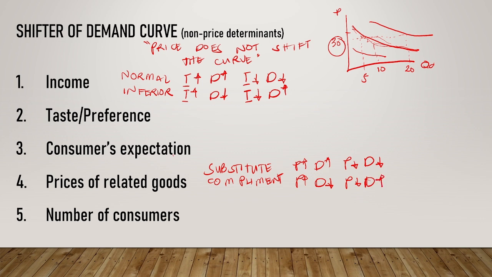So that's about it. For substitutes, if the price goes up, the demand for that product also goes up. If the price goes down, the demand for that product goes down. So remember this one, okay? If we analyze something, we will know what will happen. And next, the number of consumers.